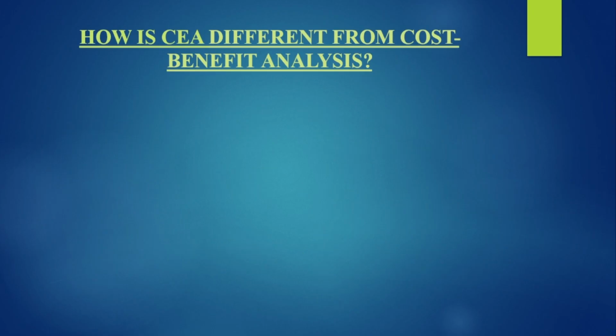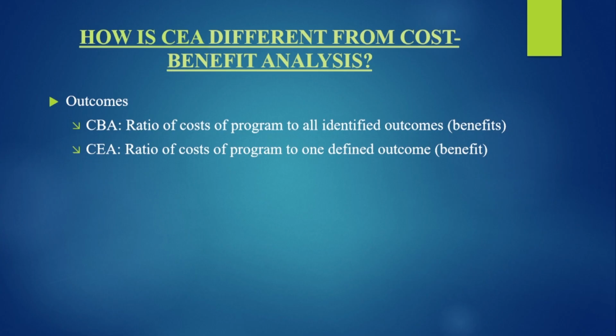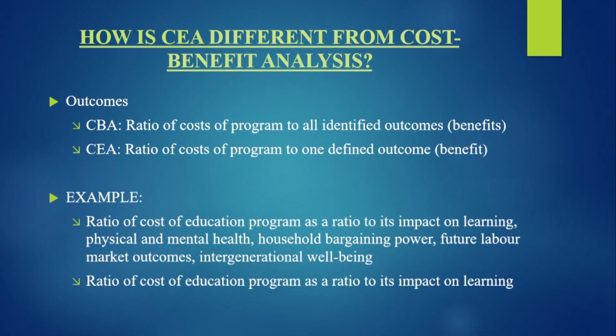How is cost effective analysis different from cost benefit analysis? Outcomes: CBA is the ratio of cost of program to all identified outcome benefits, and CEA, cost effective analysis, is the ratio of cost of program to one defined outcome benefit. Example: the cost of an education program as a ratio to its impact on learning, physical and mental health, household bargaining power, future labor market outcomes, intergenerational well-being. Versus the cost of an education program as a ratio to its impact on learning.